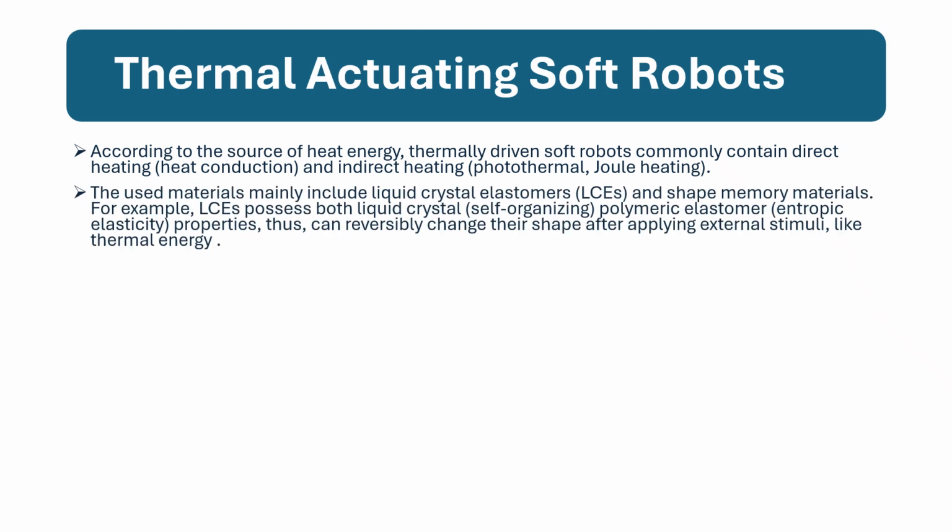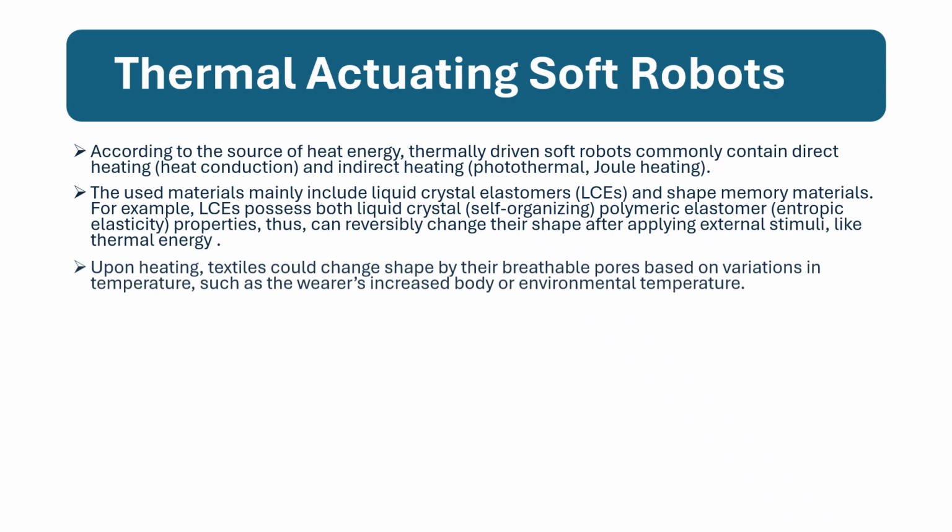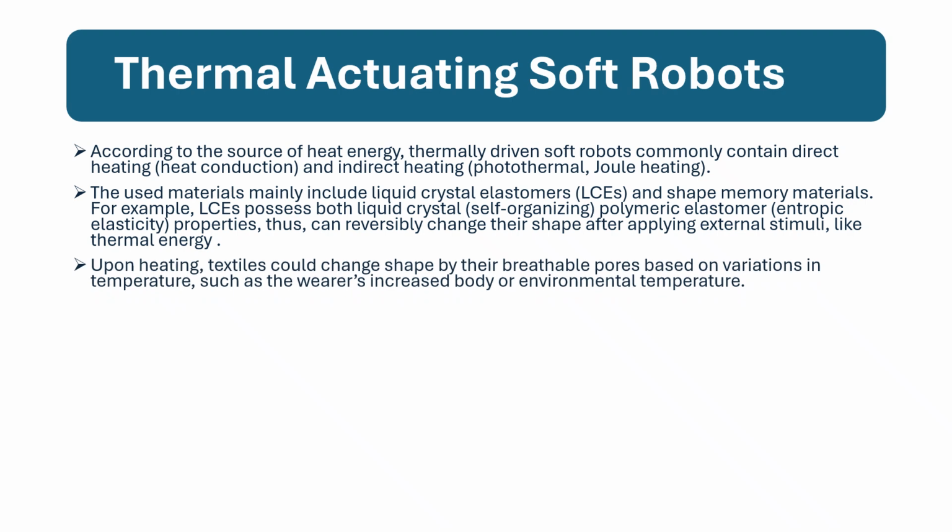The materials used in thermal actuating soft robots are liquid crystal elastomers, that is LCEs, and we can also use shape memory materials. LCEs, that is liquid crystal elastomers, possess both liquid crystal properties and polymeric elastomer properties. So LCEs carry both properties and they can change their shape when an external stimulus like heat is applied. Thermal energy is applied to these soft robots. Clear?